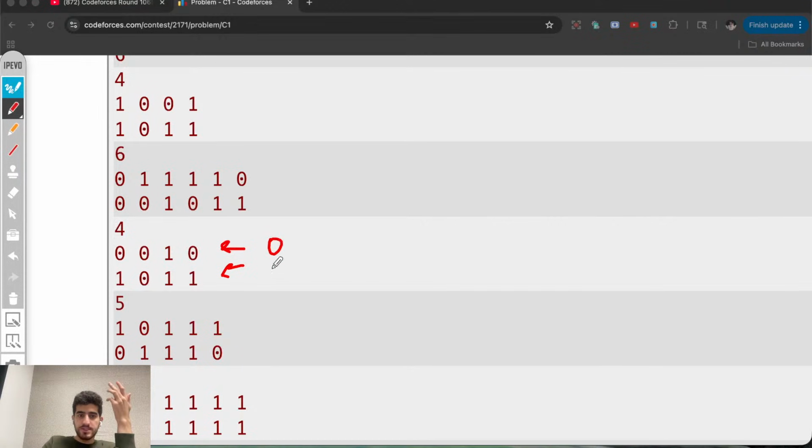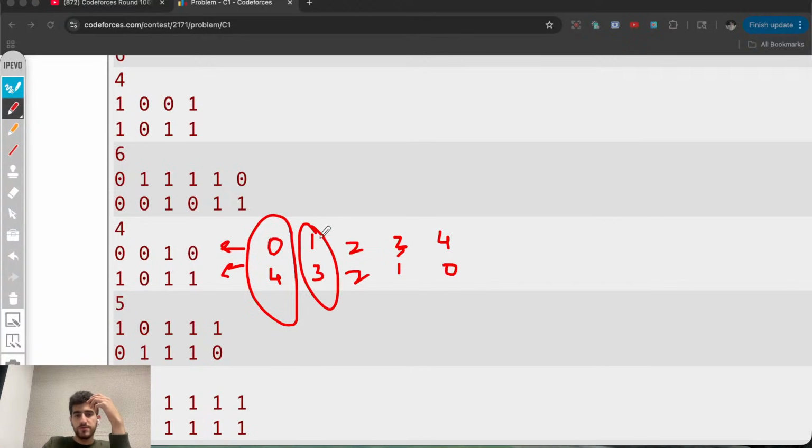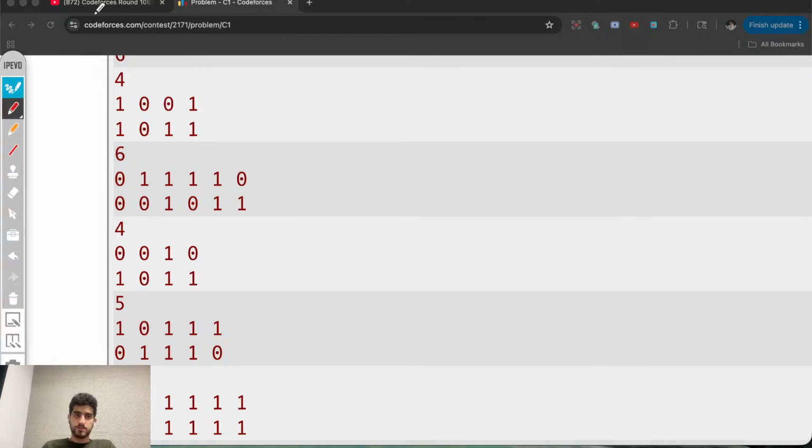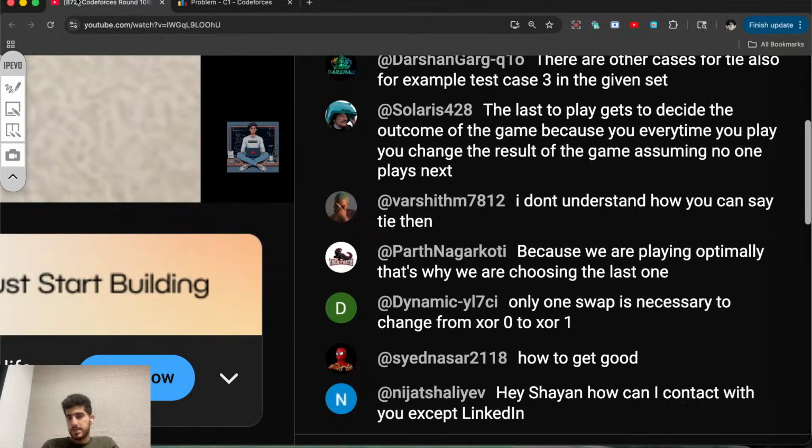Either at the end it would be 0, 4, or 1, 3, or 2, 2, or 3, 1, or 4, 0. You see that in all of them, the parity of both sides is the same. Why? Because the sum of these two should be 4. So the sum is even. When the sum is even, they should have the same parity. So the score of both of them will either be 1 or 0. So that's exactly one of the cases.